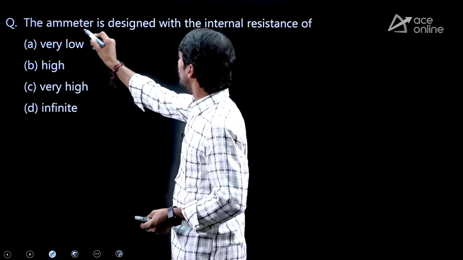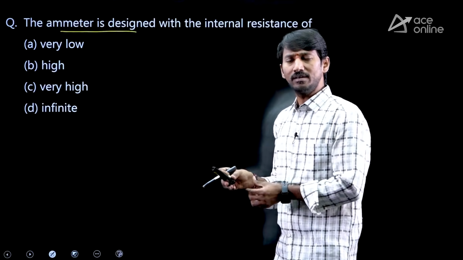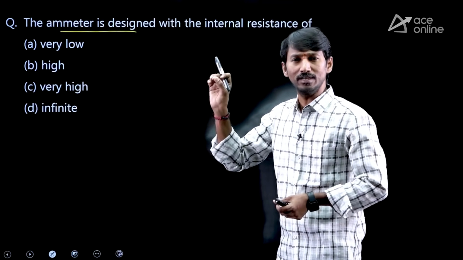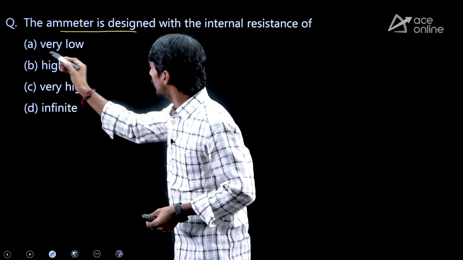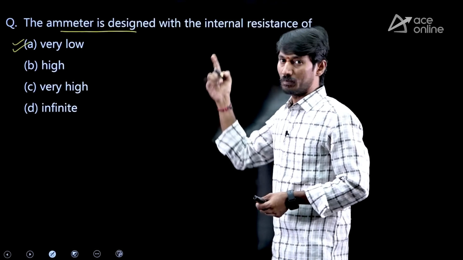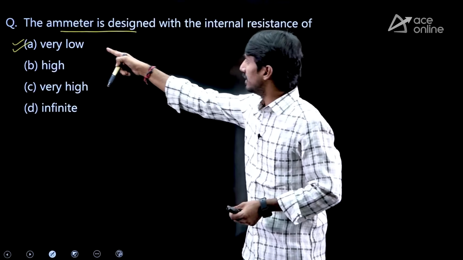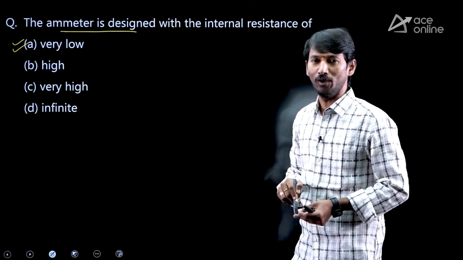In this question, the ammeter is designed with internal resistance. The ammeter internal resistance must always be very small. So what is the answer? Very low. If it is an ideal ammeter, it must be 0, but that is not mentioned. So simply, for an ammeter the internal resistance must be very low.